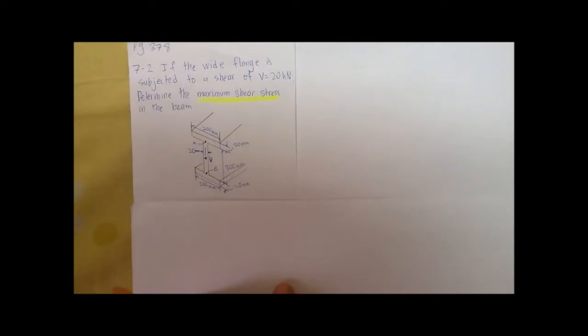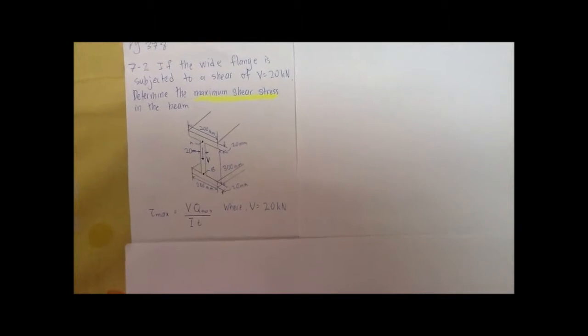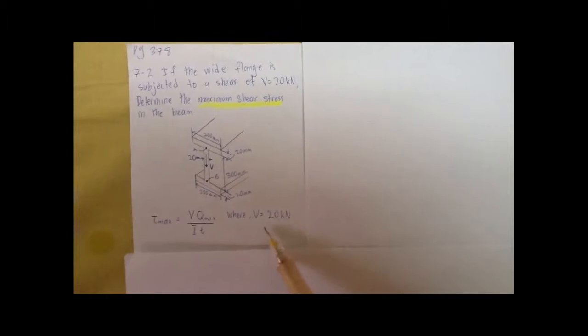Question number 2. Okay, the question is, if the wide flange beam is subjected to a shear of 20 kN, determine the maximum shear stress in the beam. So as you can see in the question, we have to find the maximum shear stress of this beam. The formula for maximum shear stress is VQ over IT, where the value of V is given, and so we have to find the Qmax and I.